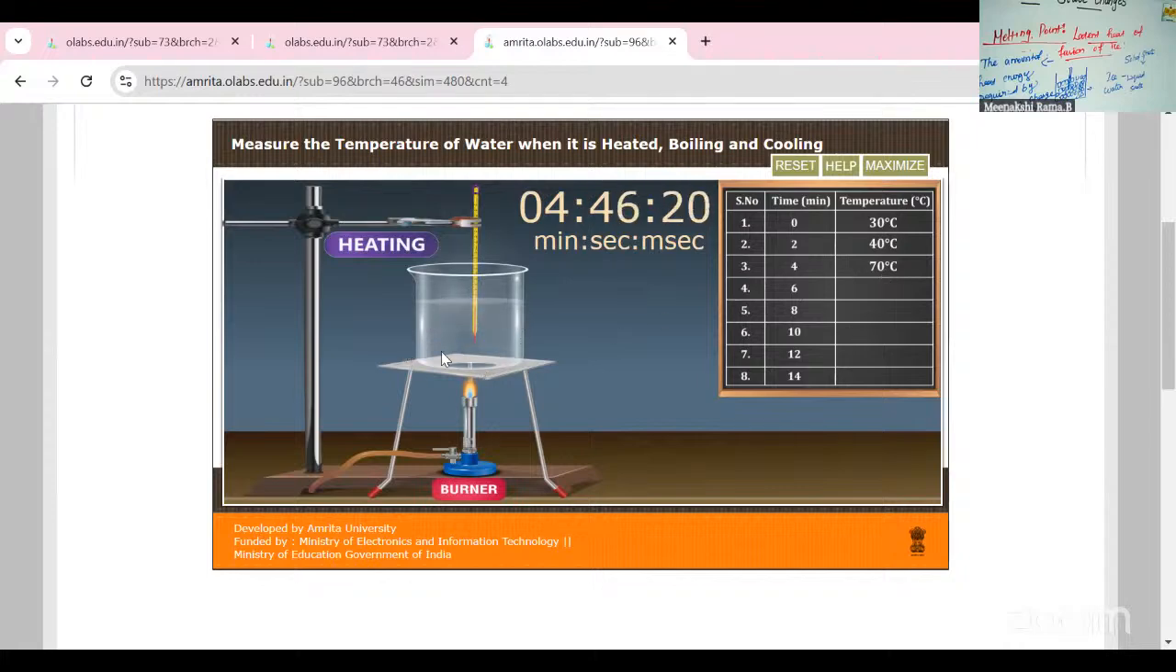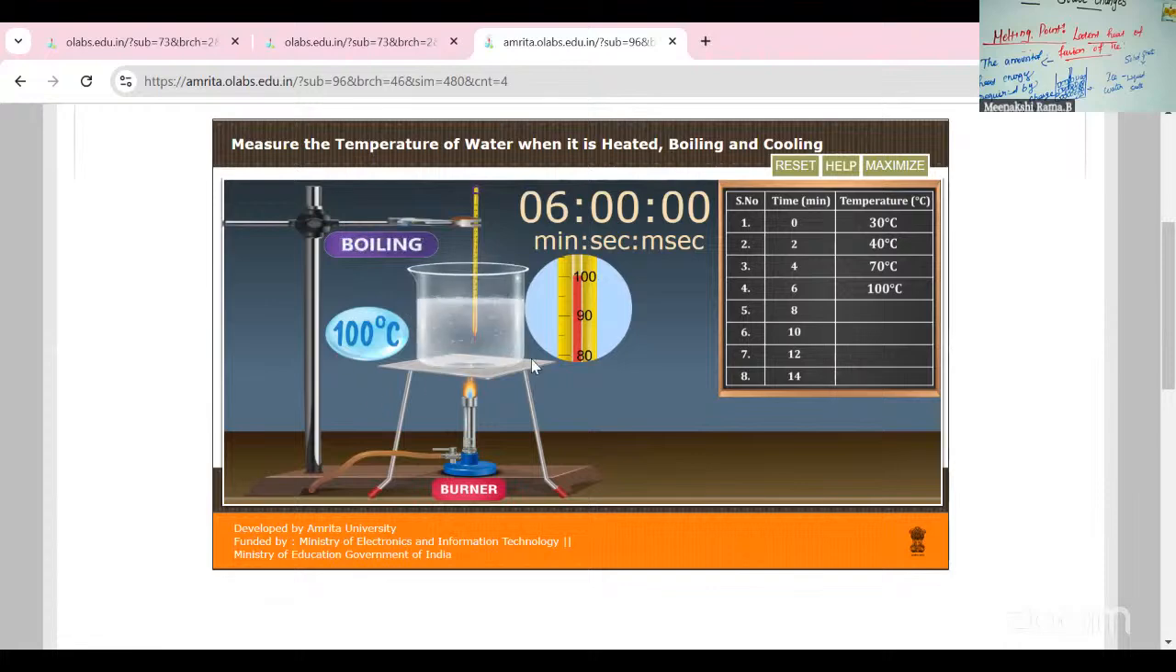Look at here. The water is heated. The heating process is going on here. After 6 minutes, the level reaches 100 degrees. So after 6 minutes, the boiling point of water is attained, that is 100 degrees Celsius. It is one of the important questions also. What is the boiling point of water? So the boiling point of water is 100 degrees Celsius.